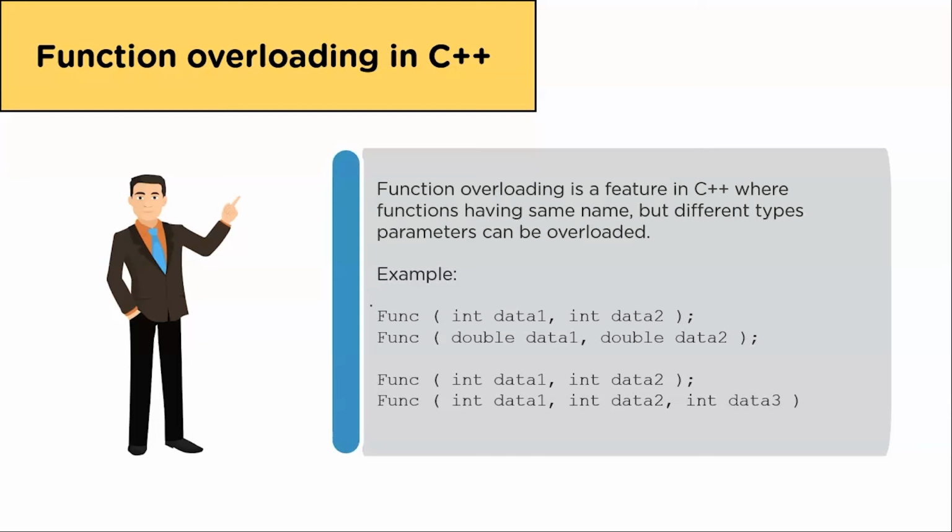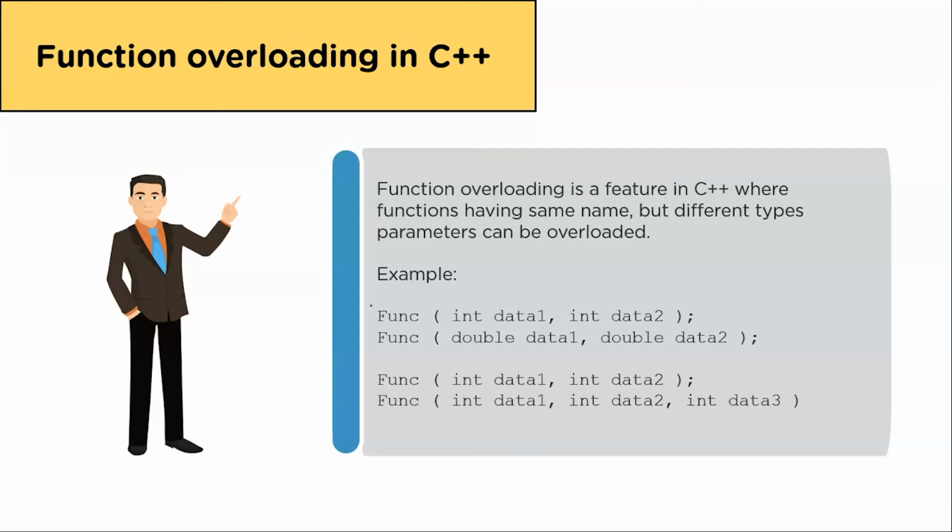In example 2, there is a difference in number of parameters among functions. So while calling the function, if we pass two arguments, it will invoke the first function, and if we pass three arguments, then it will invoke the second function.